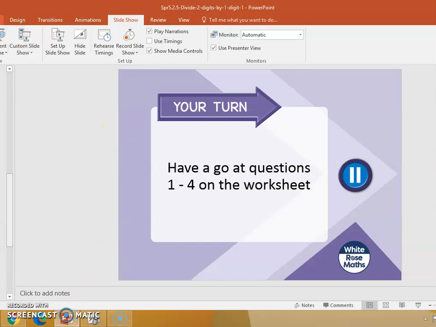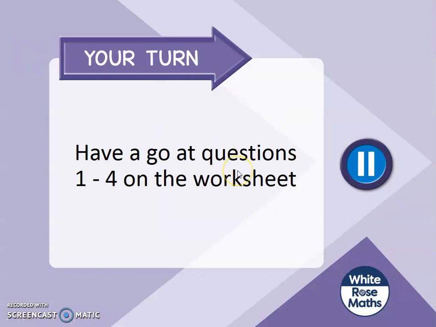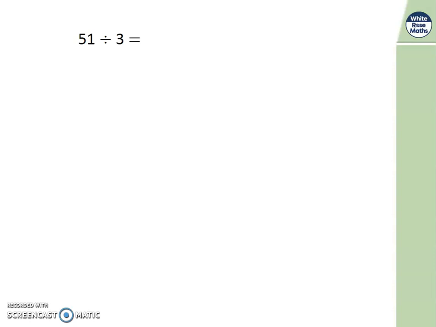Let's have a look then at what to do next. So we've done numbers 1 to 4 on the worksheet. Let's have a look at this one. 51 divided by 3.